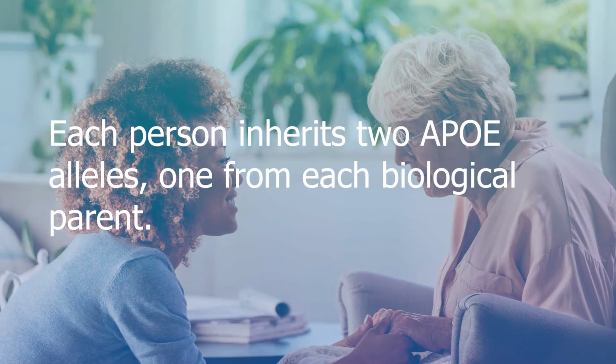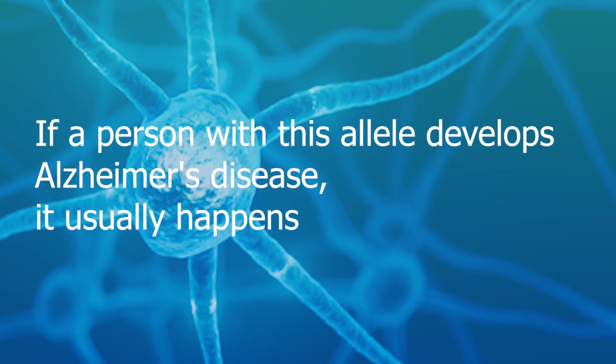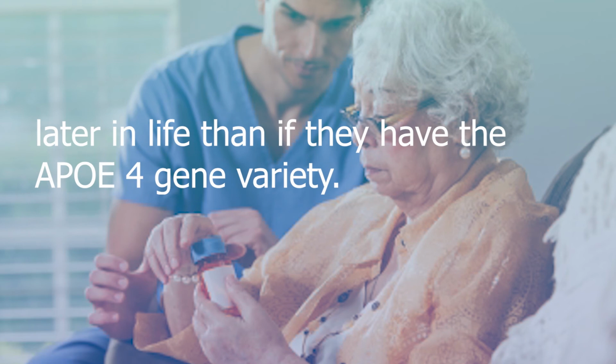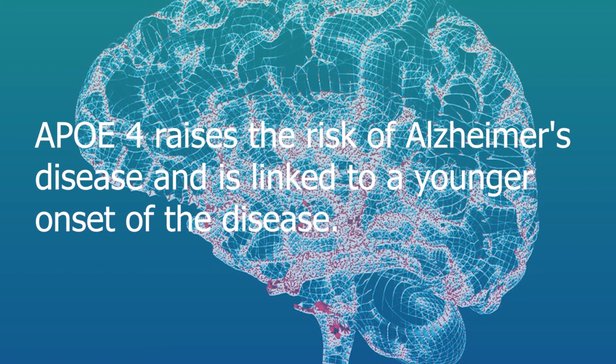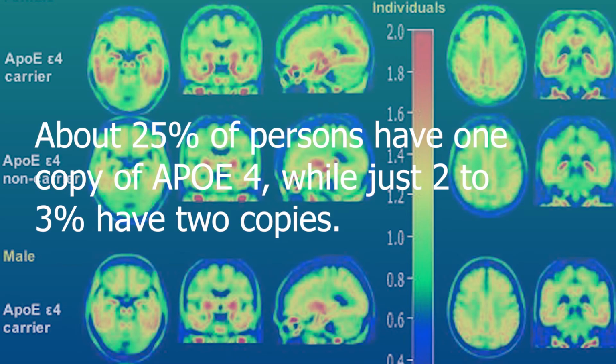Each person inherits 2 APO alleles, one from each biological parent. The APO2 gene is uncommon, although it may offer some protection against the condition. If a person with this allele develops Alzheimer's disease, it usually happens later in life than if they have the APO4 gene variety. APO4 raises the risk of Alzheimer's disease and is linked to a younger onset of the disease. Having 1 or 2 APO4 alleles raises the risk of Alzheimer's disease. About 25% of persons have 1 copy of APO4, while just 2 to 3% have 2 copies.